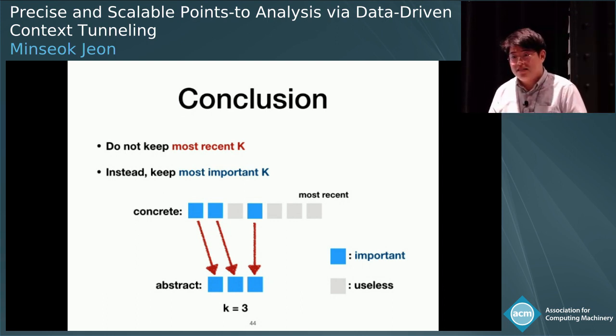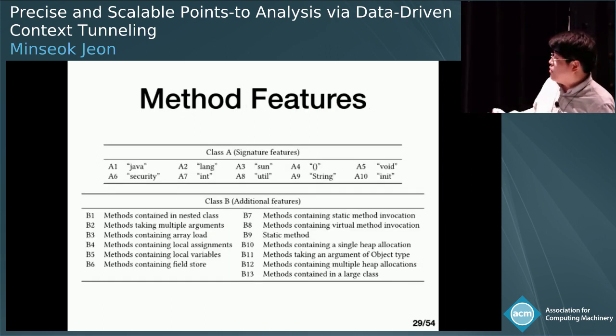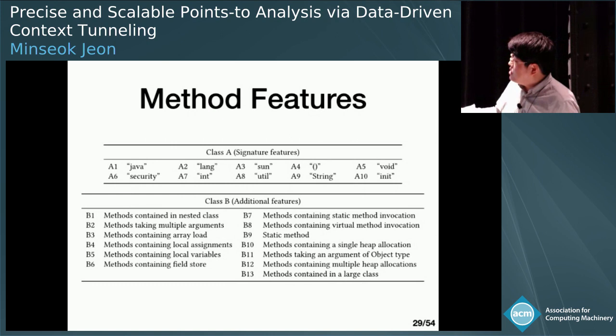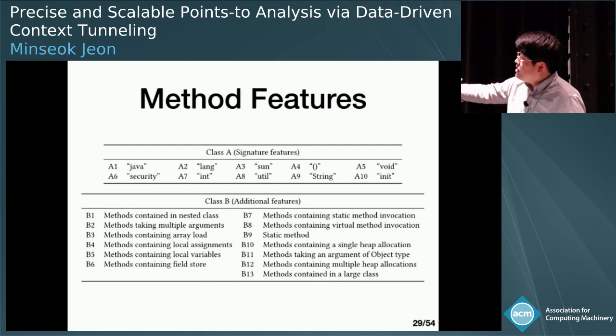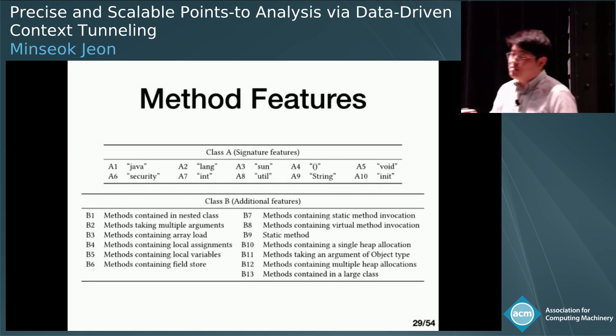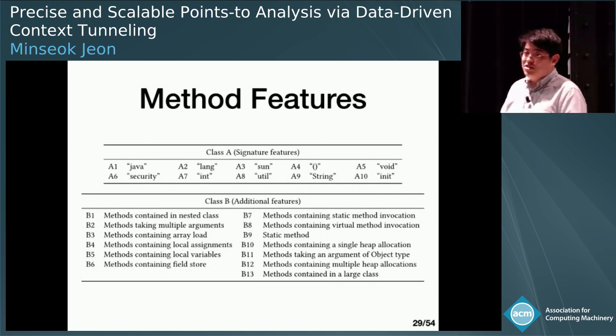Can you say more about what were the 23 features you used and which are the important ones? Okay. These are the features that I used. These 10 features are signature features, whether a method has this string or not. These are top frequent words that a signature string has. And these are features that I made. For example, whether the method is an analysis method or a method taking multiple arguments. In object sensitivity, analysis method is a very good feature for tunneling. For example, if the calling method is an analysis method, context tunneling is good.